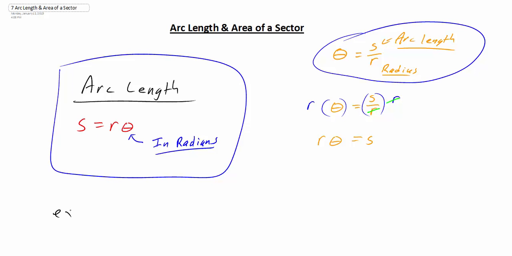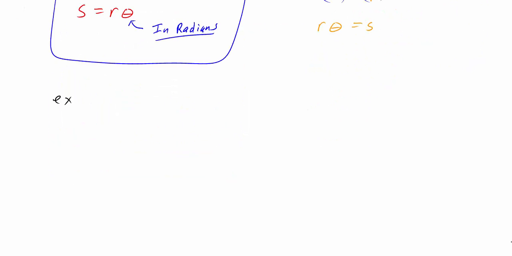So let's look at an example here. If I was to give you the radius of a circle to be equal to, let's say, 9 feet, and they tell us that the angle is equal to 60 degrees. So we're going to use our formula here. We want to find the arc length, so we know S is equal to R times theta, the radius times the angle. So therefore, we're going to use S equals the radius of 9, and then we're going to multiply by the angle theta. So we're going to multiply by 60 degrees.